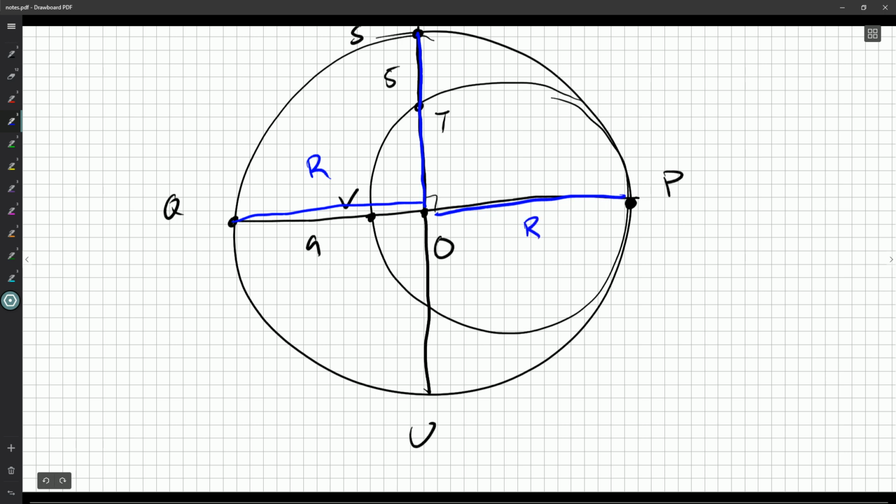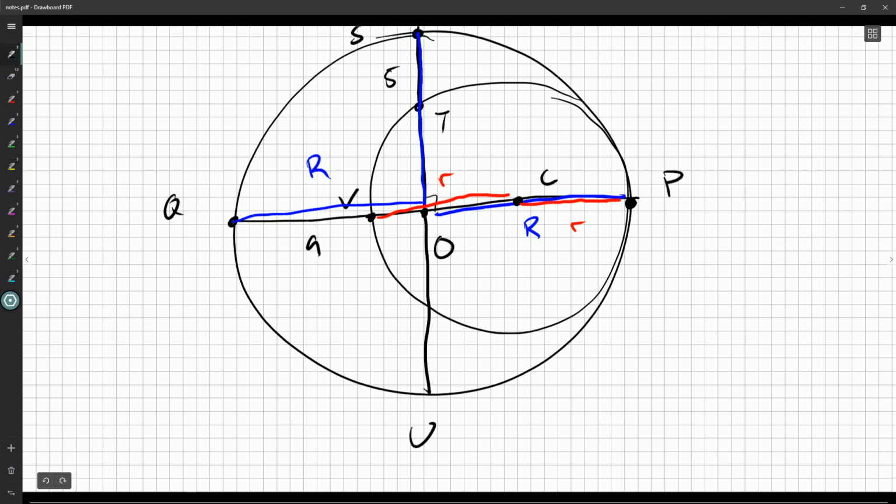But what else could we do? Well, we could talk about little r, maybe make that the radius of the small circle. Now, I don't know where the center for the small circle is. I'm going to put it here and call it C. But I'm going to say it's got a radius of little r. And so PV, that's a diameter of the small circle, so PV should be 2 little r's. Okay?